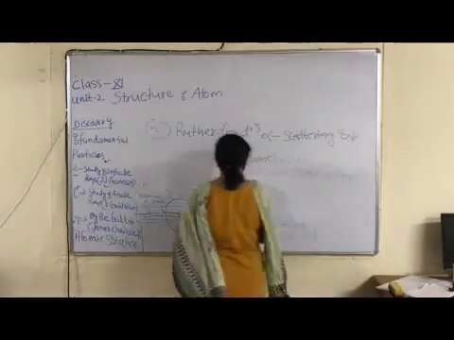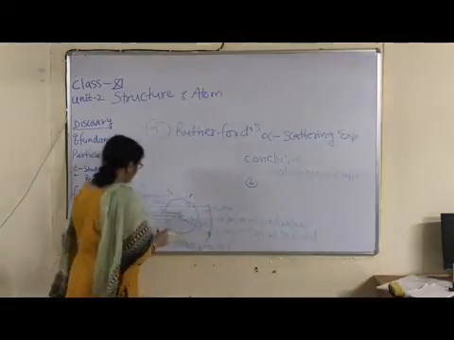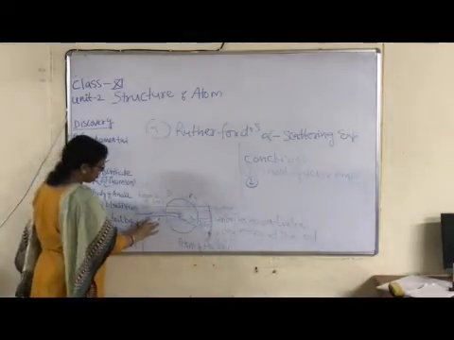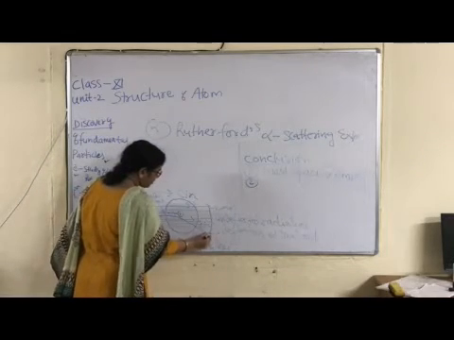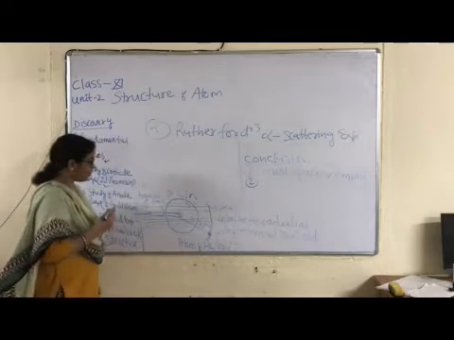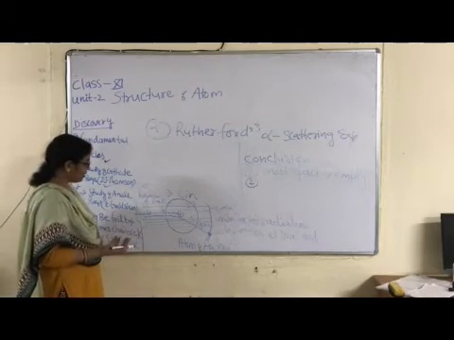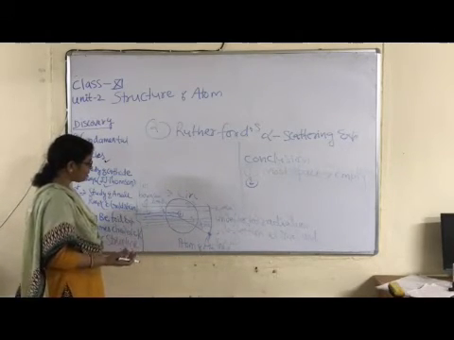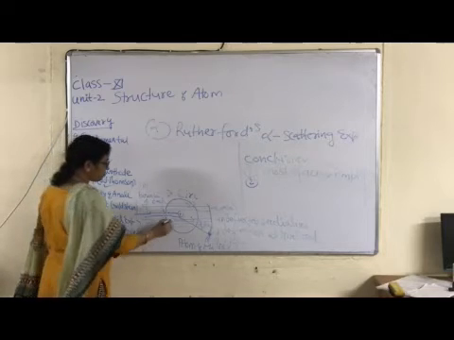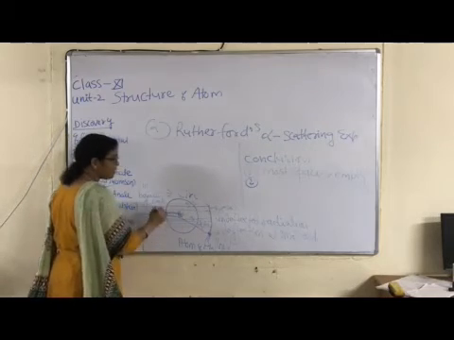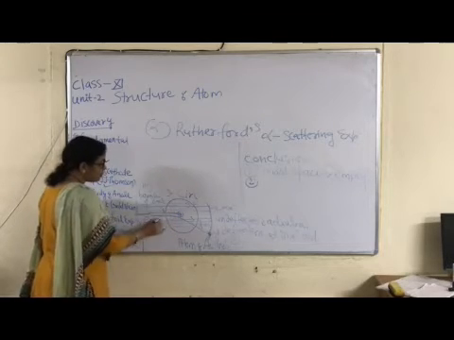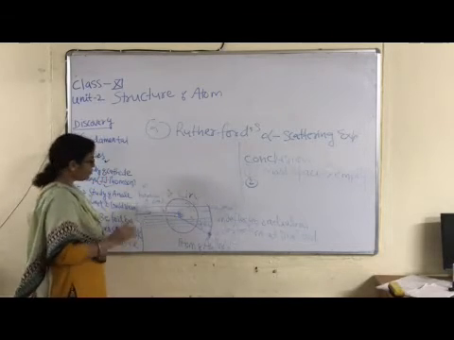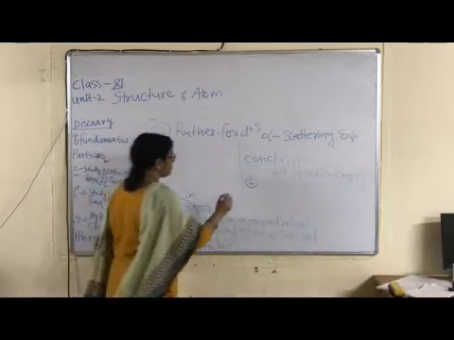Next one. Few radiations are deflected at a small angle. Small angle means, alpha particles are positive particles, alpha rays are positive rays. When repulsion occurs between the two, it means a positive center is present in an atom, right? This observation confirmed that a positive center is present within the atom.